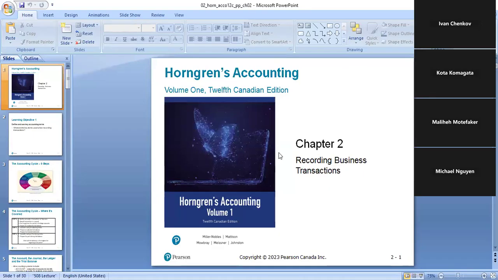And today we're going to cover chapter 2, which is where we start recording the business transactions. Last week, we started recording business transactions in a very simple way on that Excel spreadsheet, by showing an increase in the assets, an increase in the liability, and an increase in equity. Today, we're going to see another way to show everything that we did last week.